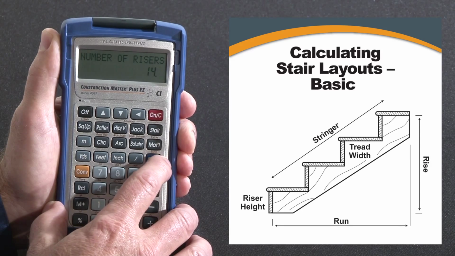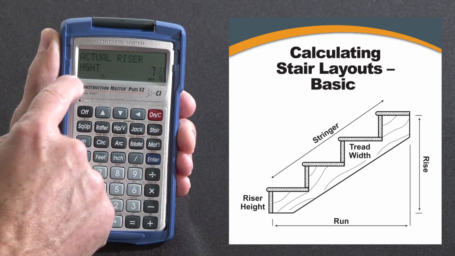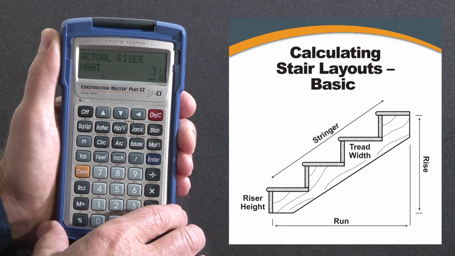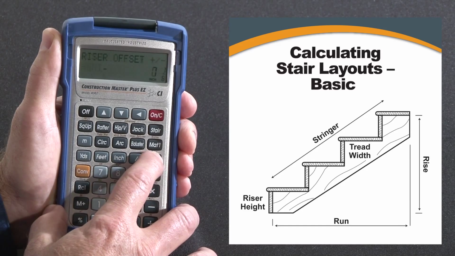So the number of risers we solved for is 14. The actual riser height is 7 and 11/16. And you see the little symbol here. It's an alert saying, hey, you're exceeding your target riser height. But in this case, we said that would be okay. So we're going to continue.